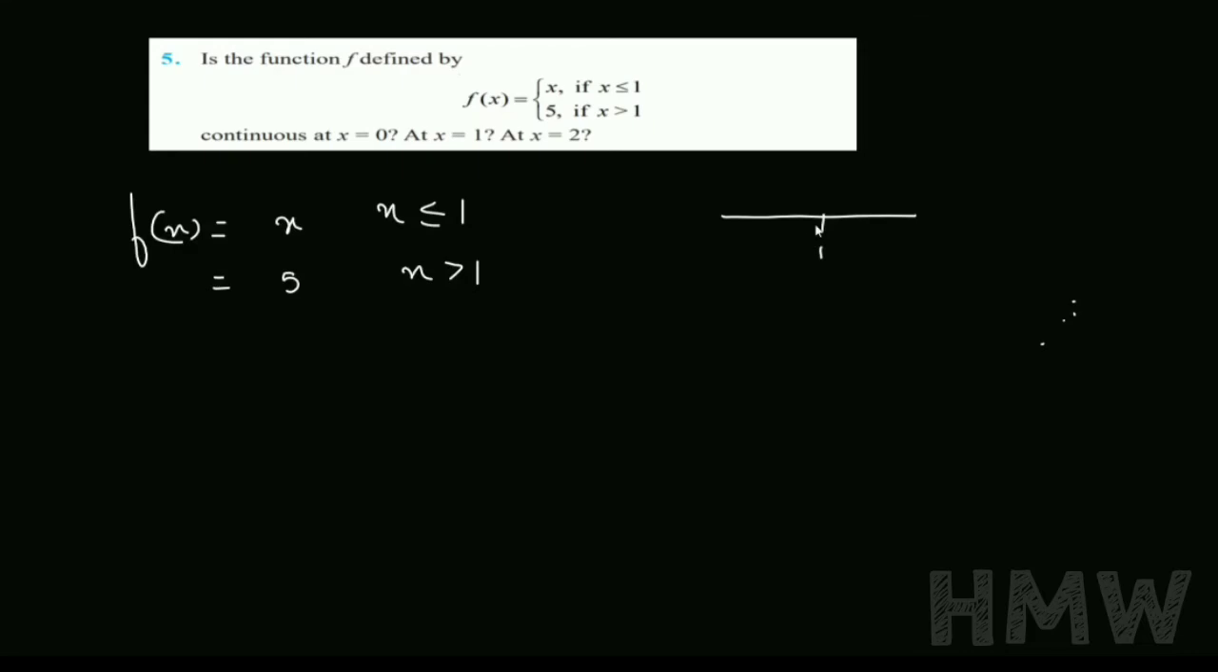Question number 5. The function is given as f of x is equal to x when x is less than or equal to 1, and equal to 5 when x is greater than 1. So the function is defined at 1. Greater than 1 it is 5. And less than or equal to 1, it is x. Okay, so it is an identity function. F of x is equal to x when x is less than or equal to 1, and it is equal to a constant function when x is greater than 1.